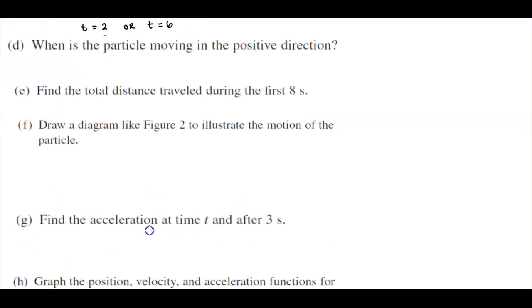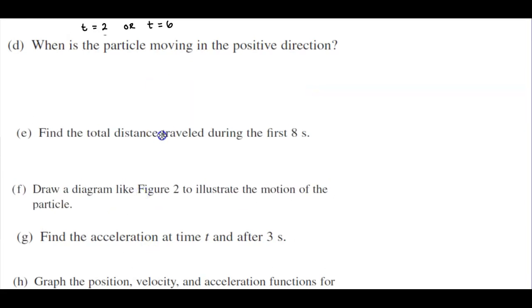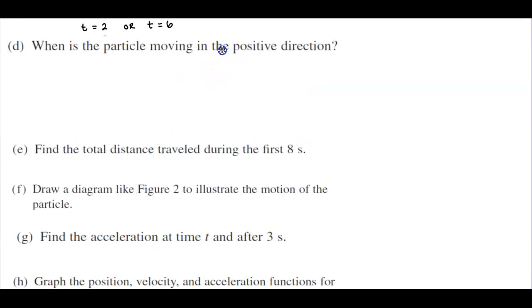Okay, the next question in part D is asking us, when is the particle moving in a positive direction? Now, the particle is going to be moving in the positive direction when the function v of t is greater than 0. So that means that the function that we factored, 3 times t minus 2 times t minus 6, is greater than 0.